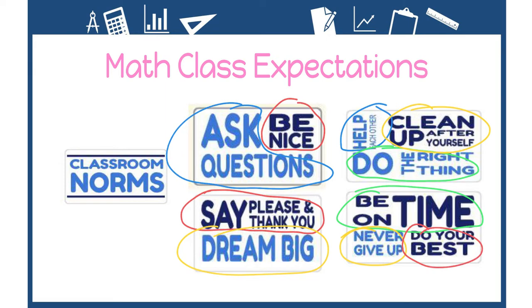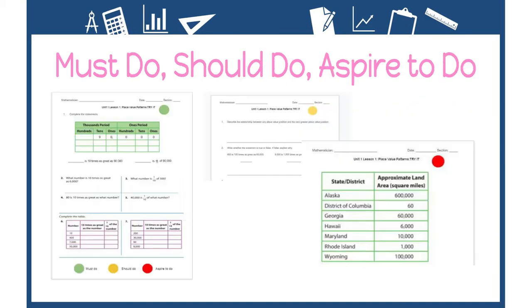What I'd like you to do right now is take a sticky note that is on your desk, write your name on it, and then place it on the part of our classroom norms that you think you're going to have to work hardest on this year. I think I'm going to put my sticky note on dream big. So go and do it now.